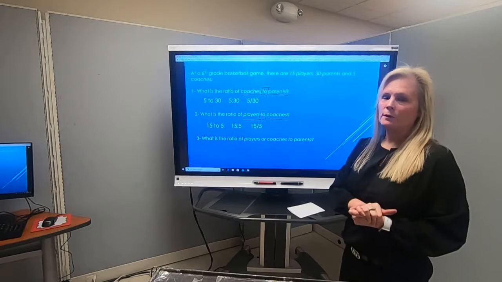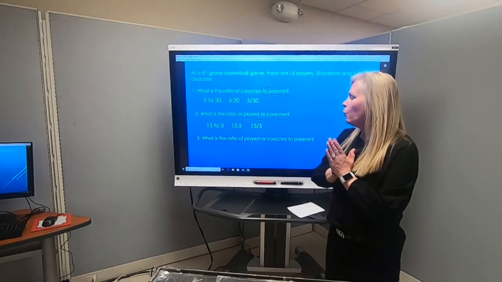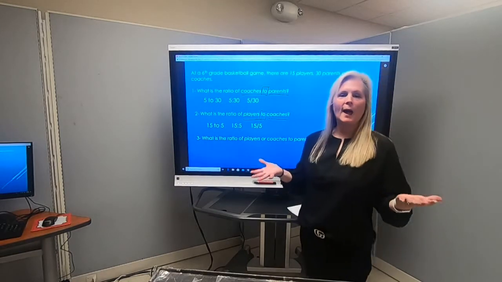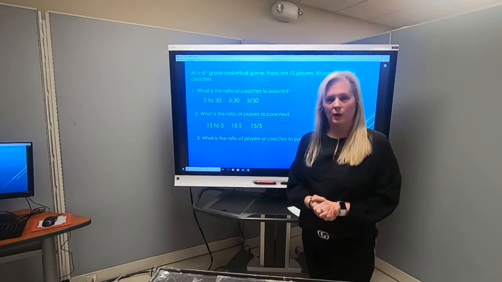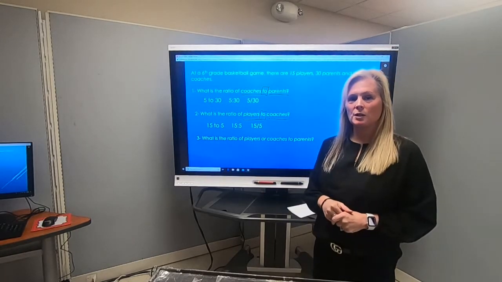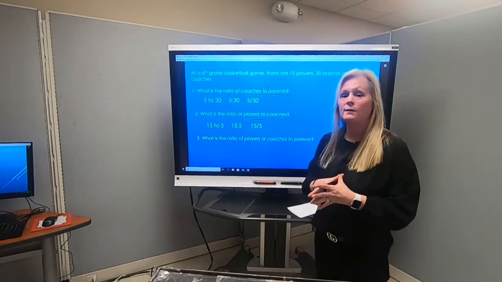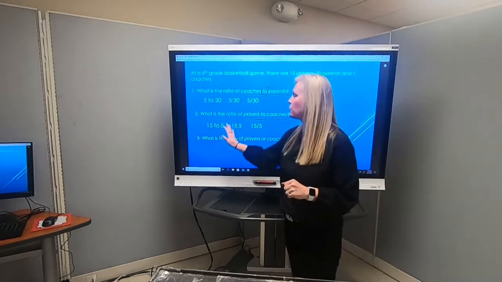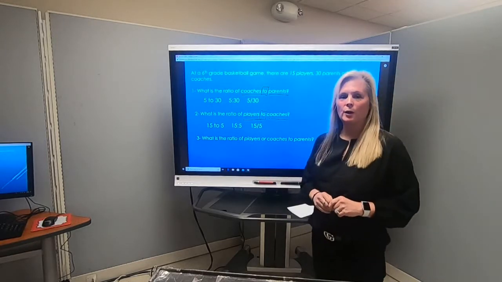15 to 5. Now, when I see 15 to 5, when we work math problems, we think, wow, we can't have a larger number first. It must be a smaller number. That's not true with ratios. You can have larger numbers first. So if we're thinking of players to coaches and we see 15 to 5, what else could we think of that as? We could think of that as 3 to 1. So we're saying for every 3 players, there is 1 coach.